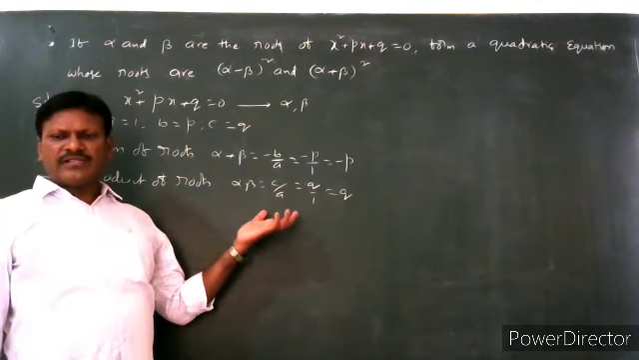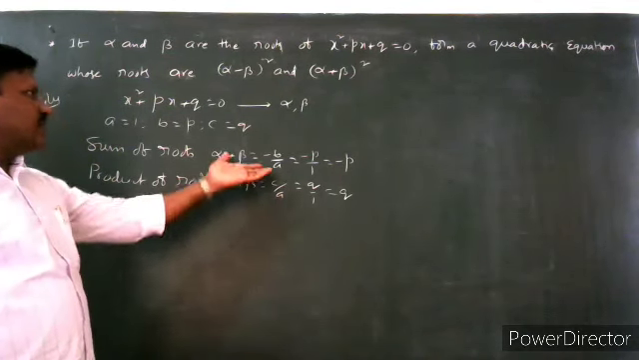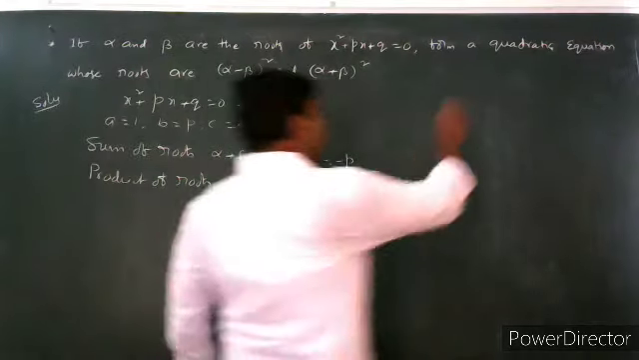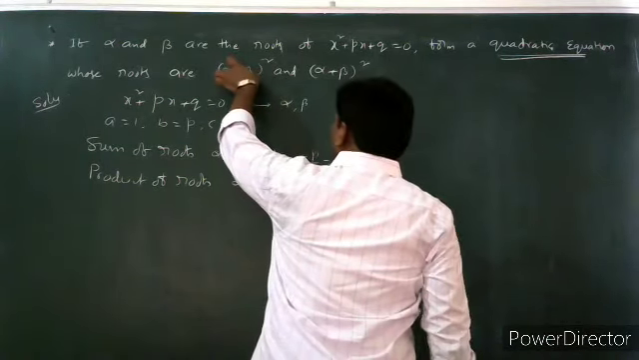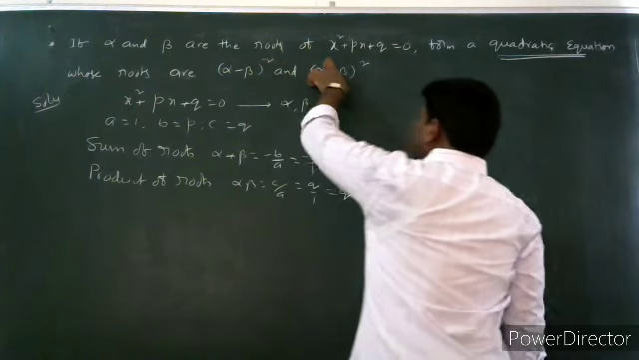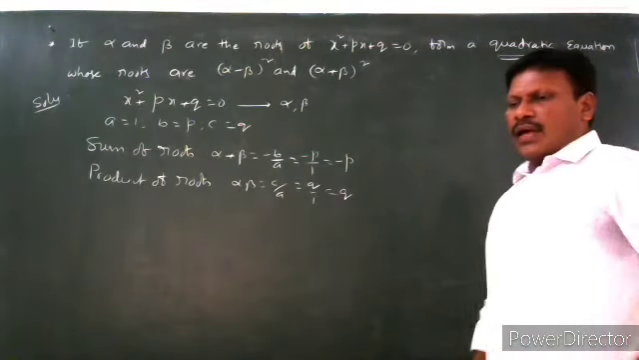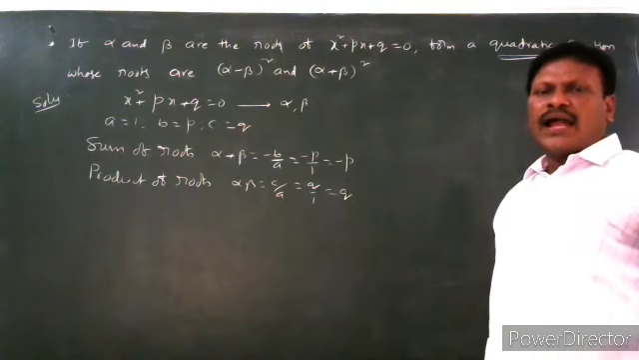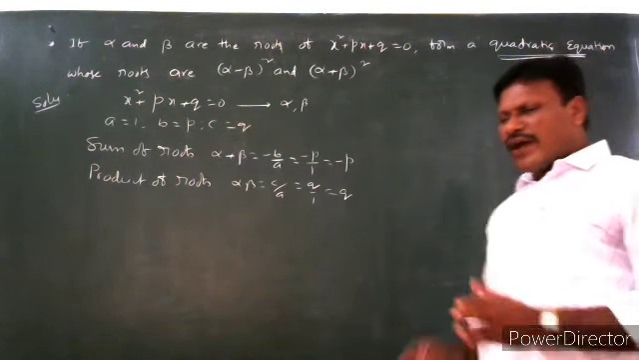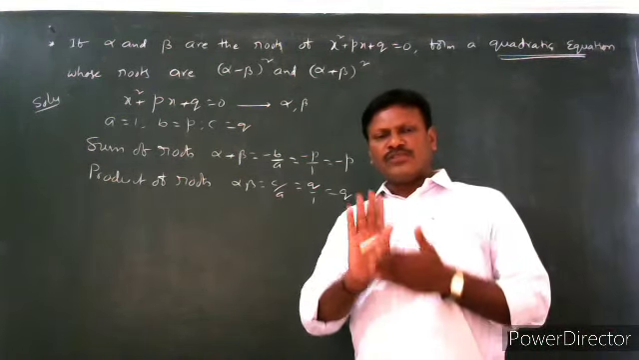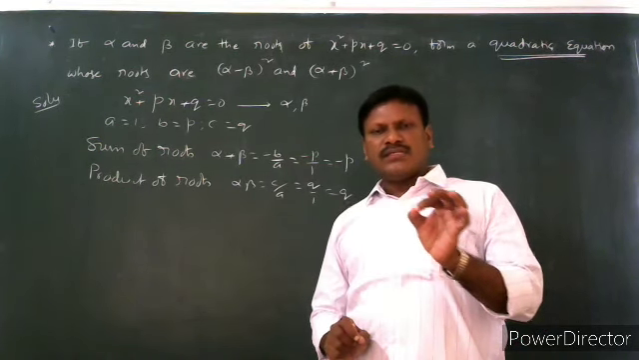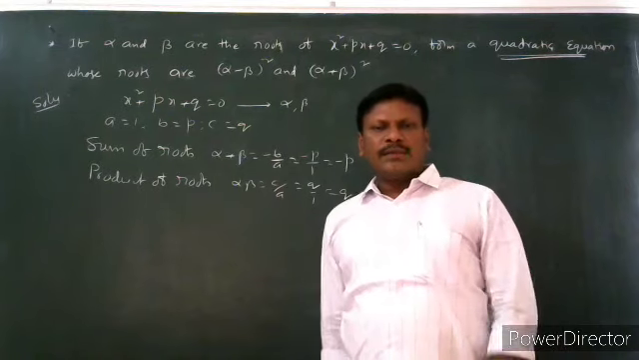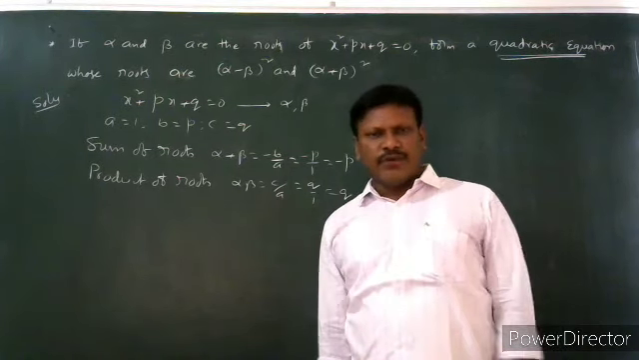From the given equation, we find this data, but we want a quadratic equation. We want a quadratic equation whose roots are alpha minus beta whole square and alpha plus beta whole square. To find a quadratic equation when roots are given: x square minus of sum of roots into x plus product of roots is equal to 0.